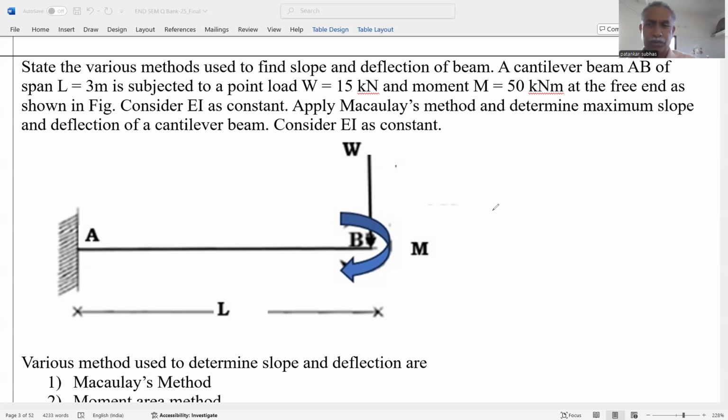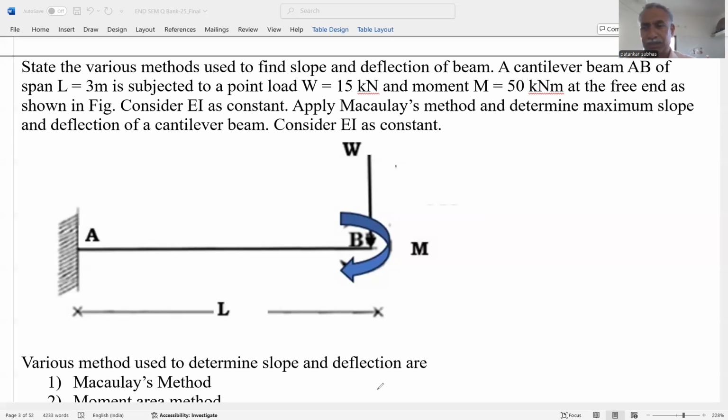To find out the slope and deflection, there are various methods, and these methods are geometrical method, graphical method, or energy methods. So, as per the question, state the various methods used to find the slope and deflection of the beam.